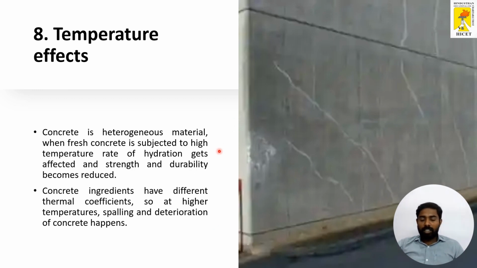When fresh concrete is subjected to a high temperature, the rate of hydration gets affected and the strength and durability become reduced. The concrete ingredients have different thermal coefficients, so at higher temperatures, spalling and deterioration of the concrete happens. Concrete is a heterogeneous material, which indicates that it includes various materials. But after hardening, we can call concrete a homogeneous material. It is the basic assumption during the design of reinforced concrete structures.